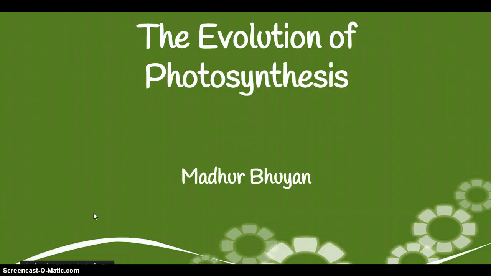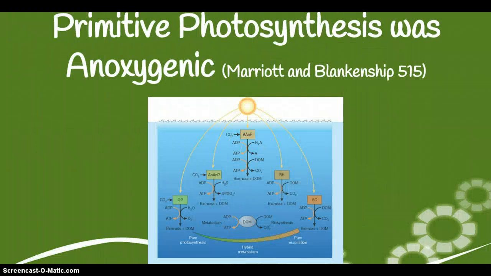Photosynthesis was established on Earth approximately 3.5 billion years ago. The primitive photosynthetic organisms most certainly were anoxygenic, or non-oxygen evolving. This presentation will explain how oxygenic photosynthesis developed and its repercussions on Earth.